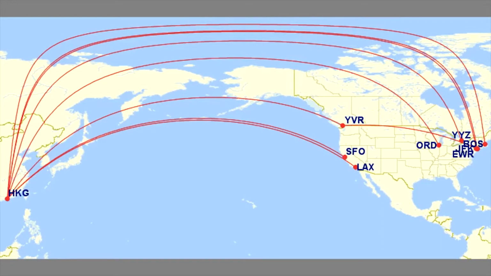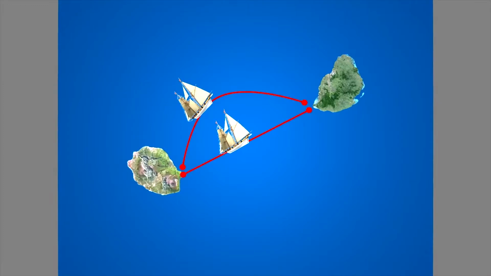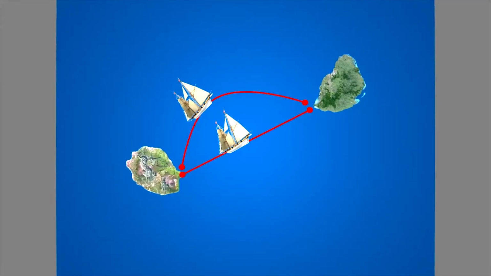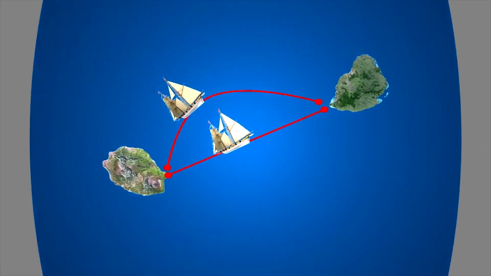These curved flight paths do not make this map a ball. It's a flat map. It's part of the illusion. To illustrate the point, there's two islands, right? The shortest distance between these two islands is a straight line. So the yacht taking that straight line will travel a shorter distance. The yacht on the curved path, well, it's a longer path.